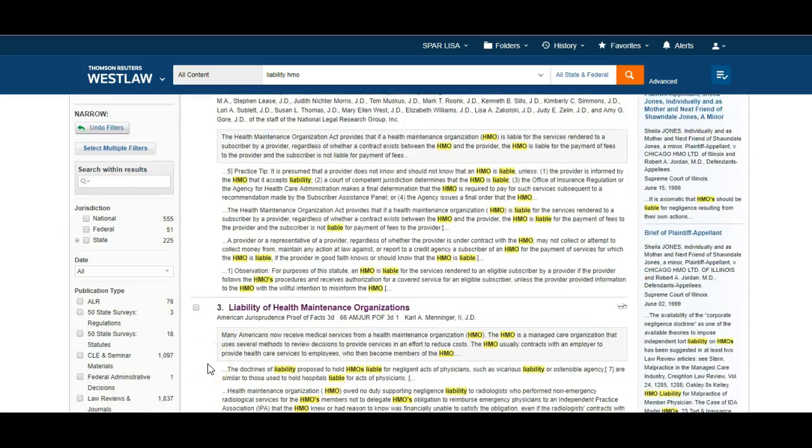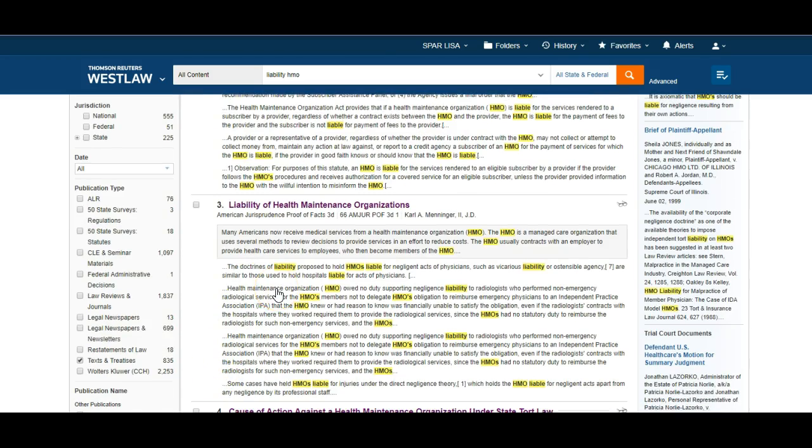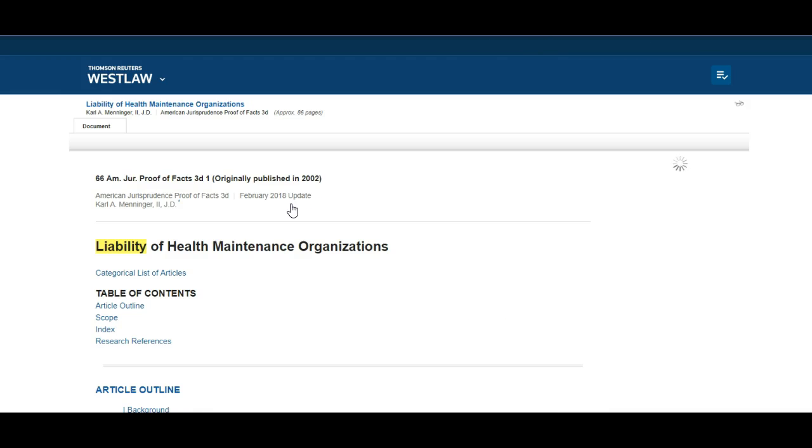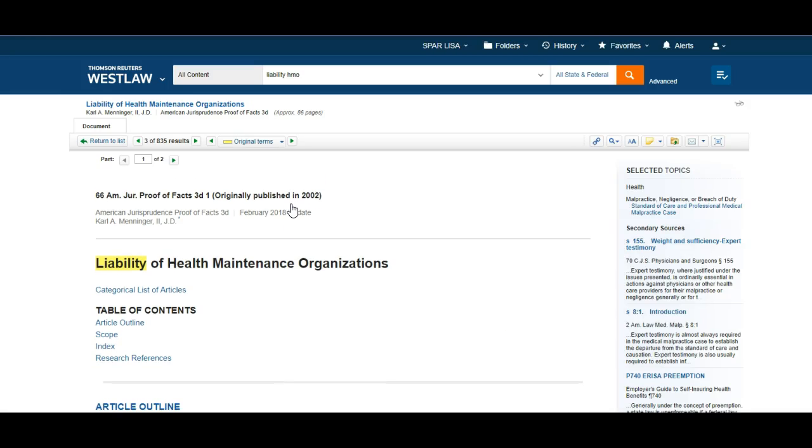And what you may remember way back when, and some of you identified this as we did our secondary source workshop, is this liability of health maintenance organizations from American Jurisprudence Proof of Facts. So again, this isn't the regular AmJur encyclopedia that's very basic and just gives us an introduction. This is more of what I'm going to call encyclopedic practice materials.